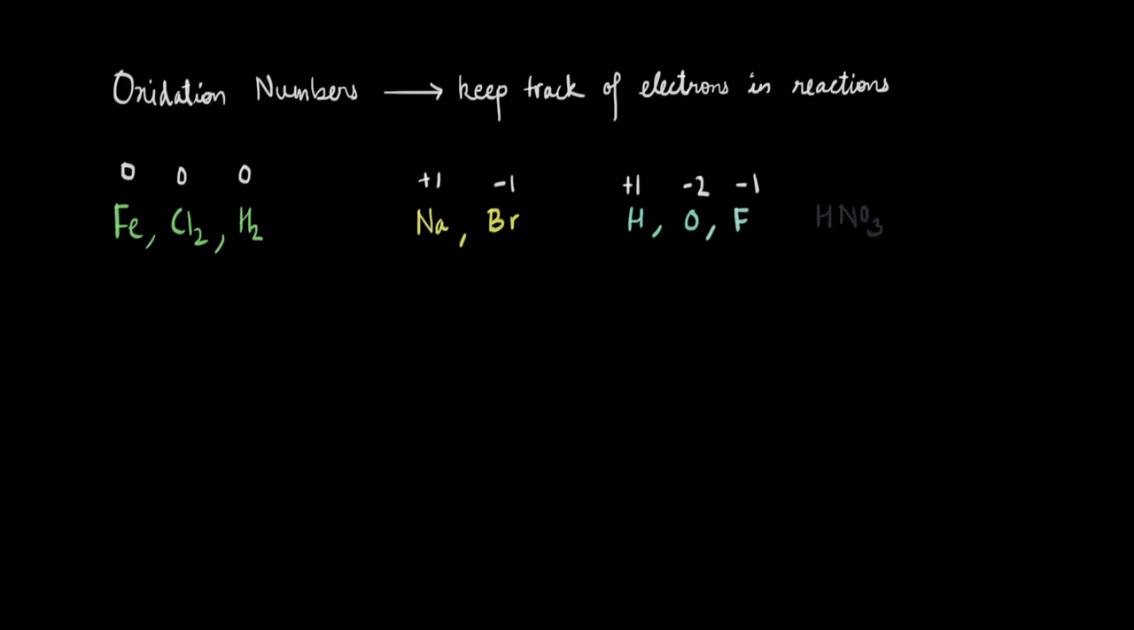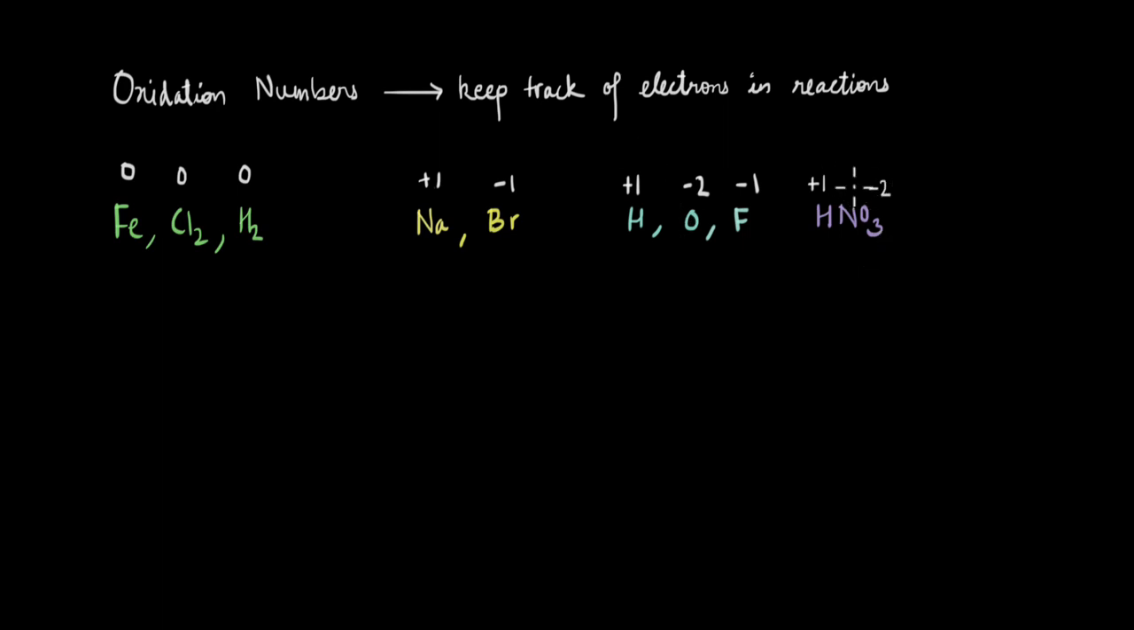Another rule that we have in case of oxidation numbers is that for a neutral compound, the sum of oxidation numbers of the atoms will be equal to zero. So let's take the case of this HNO3 here. Now from what we saw before, let's say that we know that the oxidation number of hydrogen is plus one, and for each atom of oxygen, the oxidation number is negative two.